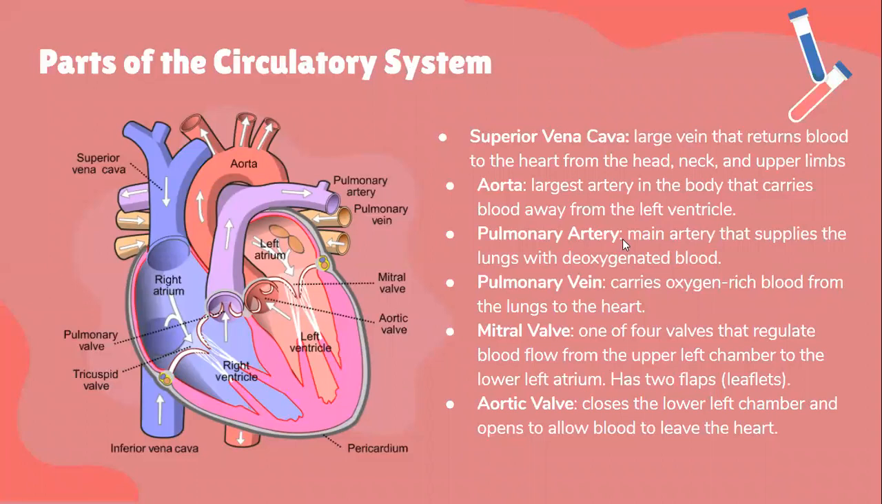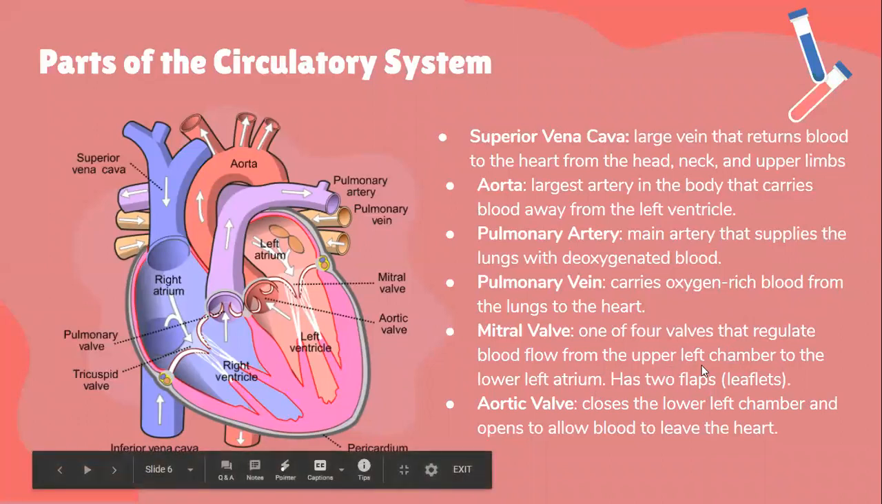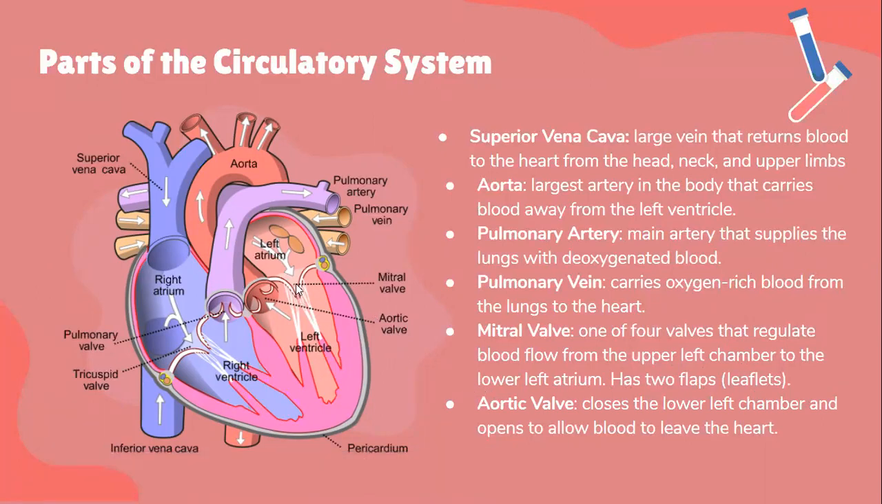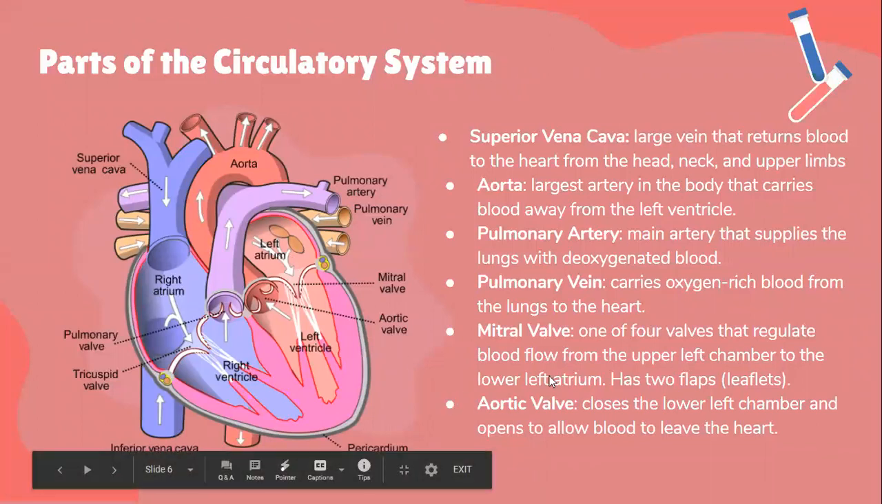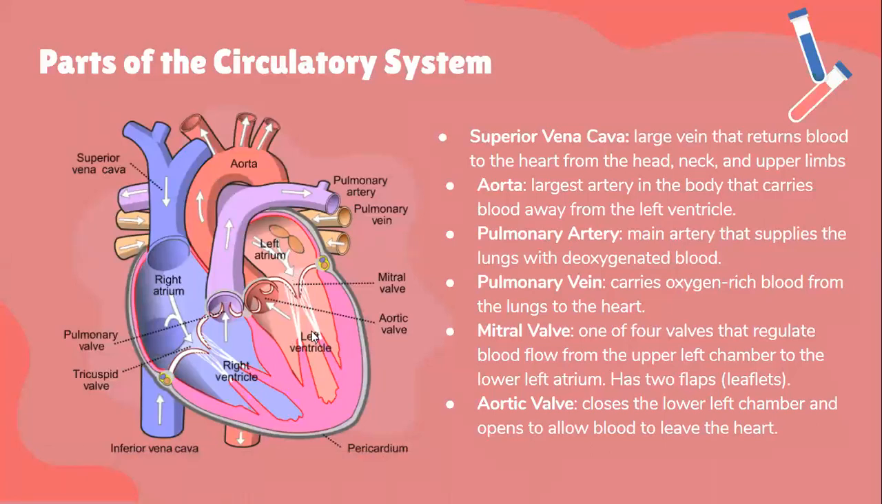Just a little tip. Then we have the mitral valve, which is one of 4 valves that regulate blood flow from the upper left chamber to the lower left chamber, and it has 2 flaps, also called leaflets. The mitral valve is right here. It's not like a tube or a vein or an artery. It's just a valve that allows blood in and out. They're like little doors, if you want to think of it that way. They help control and regulate blood flow. That's it right there, and it's in the left part of the heart, between the left atrium and left ventricle as shown.